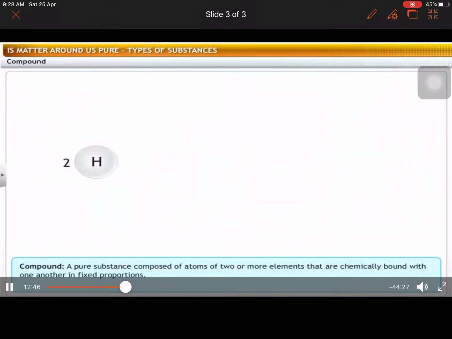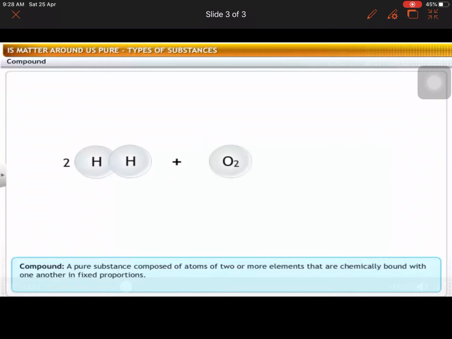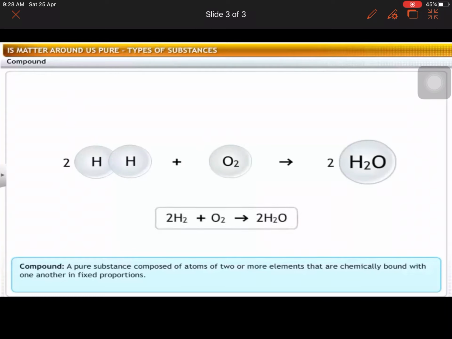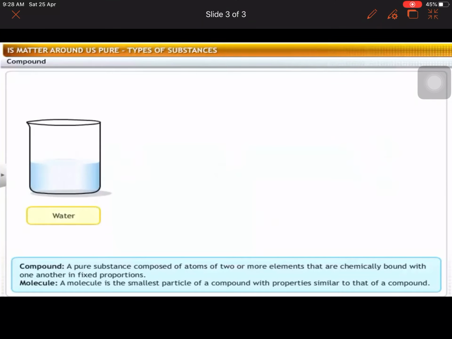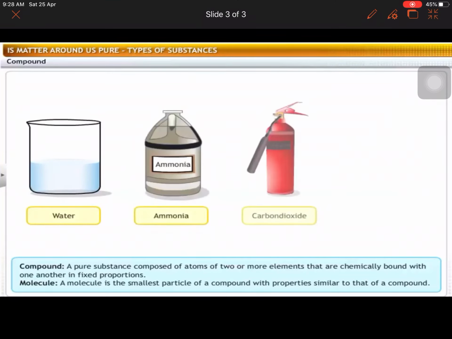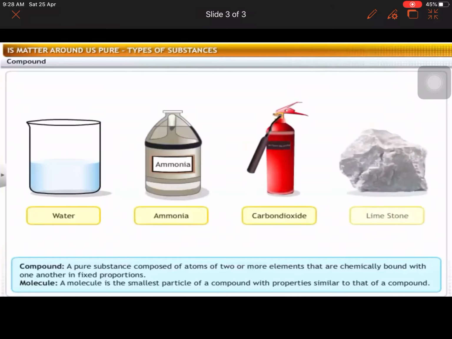For example, water is made up of two atoms of hydrogen and one atom of oxygen. These atoms combine to form a compound known as water. The smallest particle of water is called a molecule. A molecule is the smallest particle of a compound that still has all the properties of the compound. Water, ammonia, carbon dioxide, and limestone are examples of compounds.